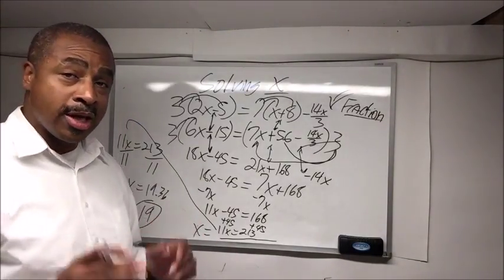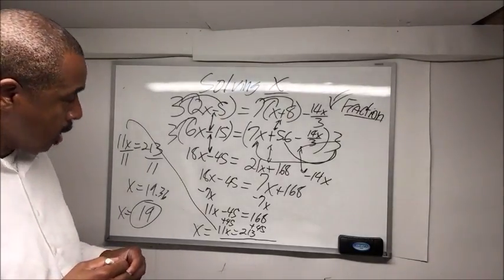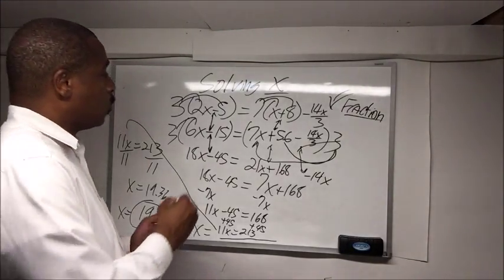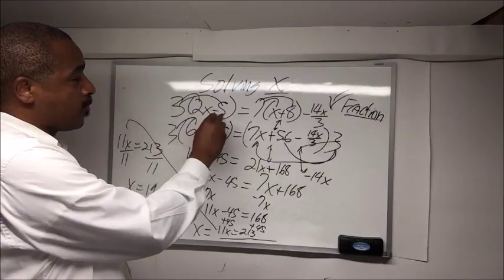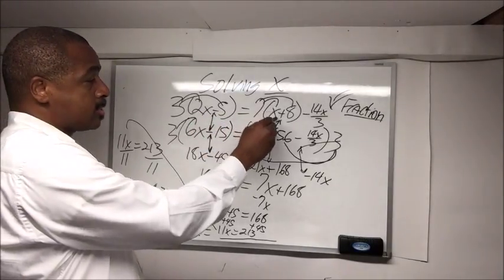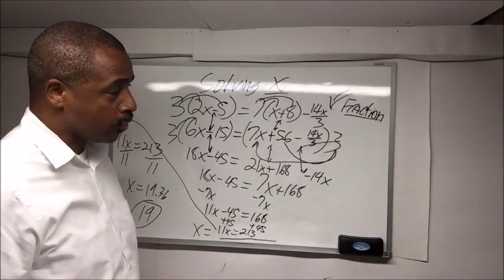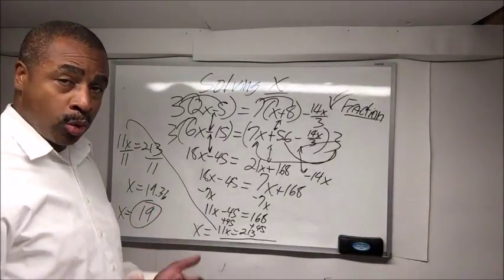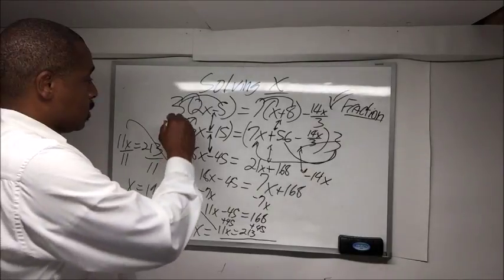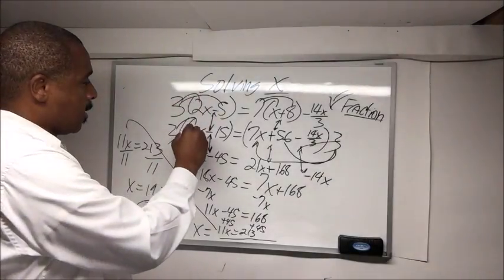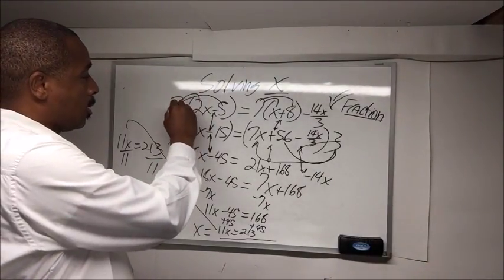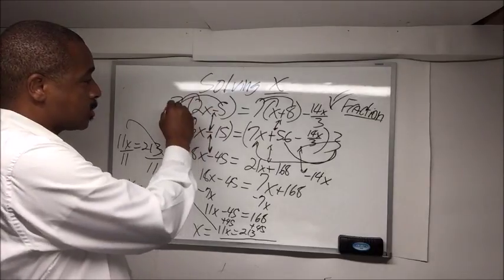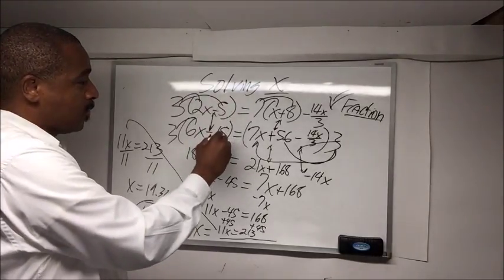Now, some of you are saying, whoa, slow down. I didn't catch all that. So let me just review it from the top. So we started up here with 3 times 2x minus 5 equals 7 times x plus 8 minus 14x over 3. The first thing we did was distribute out what we could distribute out. So we said 3 times 2x gave us 6x. 3 times 5 gave us 15.